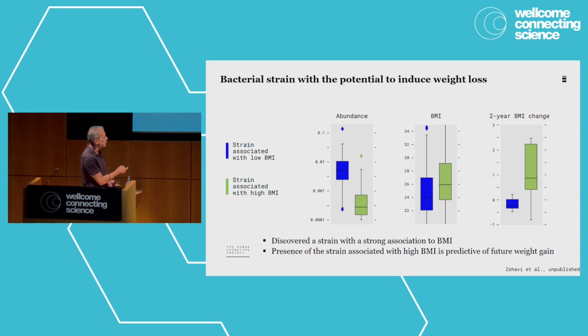And not only that, but if we look at these individuals 2 years later, those who harbor the blue strain associated with lower BMI don't have a change in weight after 2 years, whereas individuals who harbor the green strain associated with higher BMI actually gain on average another point of BMI. So we believe, not just based on this, but also on other evidence linking the specific genes in which we see variation, like genes that break down polysaccharides, that the green strain, for example, provides some propensity for obesity to individuals who harbor it.